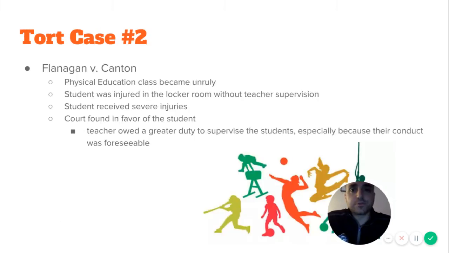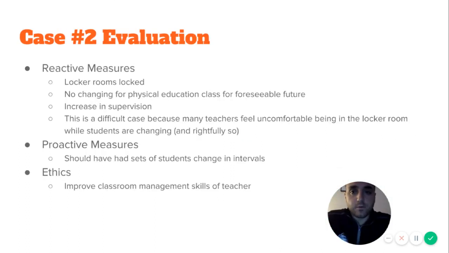Tort case number two is Flanagan v. Canton. Physical education class became unruly. A student was injured in the locker room without the teacher's supervision, and the student received severe injuries. And as a matter of fact, the court actually found in favor of the student here. The teacher owed a greater duty to supervise the students because they had been rowdy, and he had spoken to them. Reactive measures: we might lock the locker rooms, no changing for phys ed class in the foreseeable future, increase in supervision during gym classes, whether it's aides and people like that.